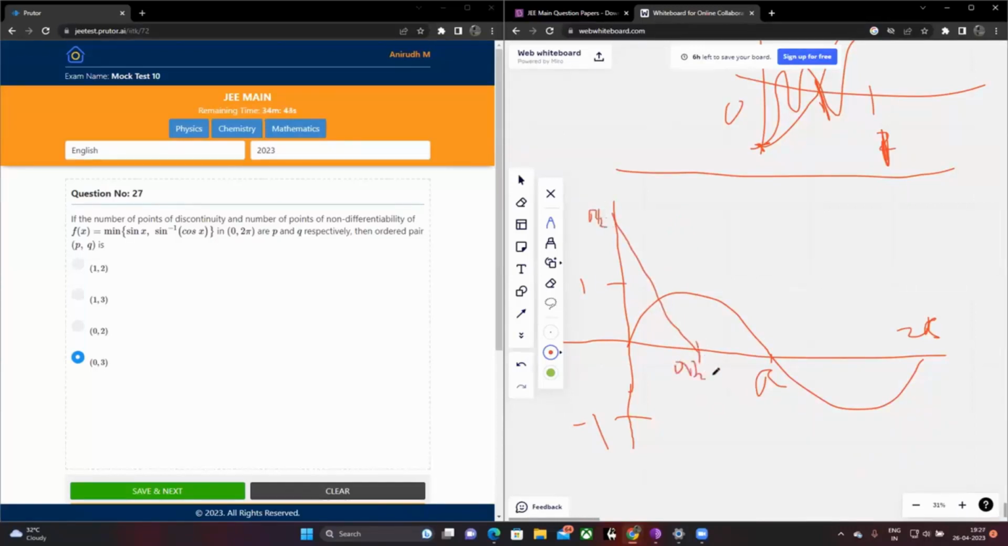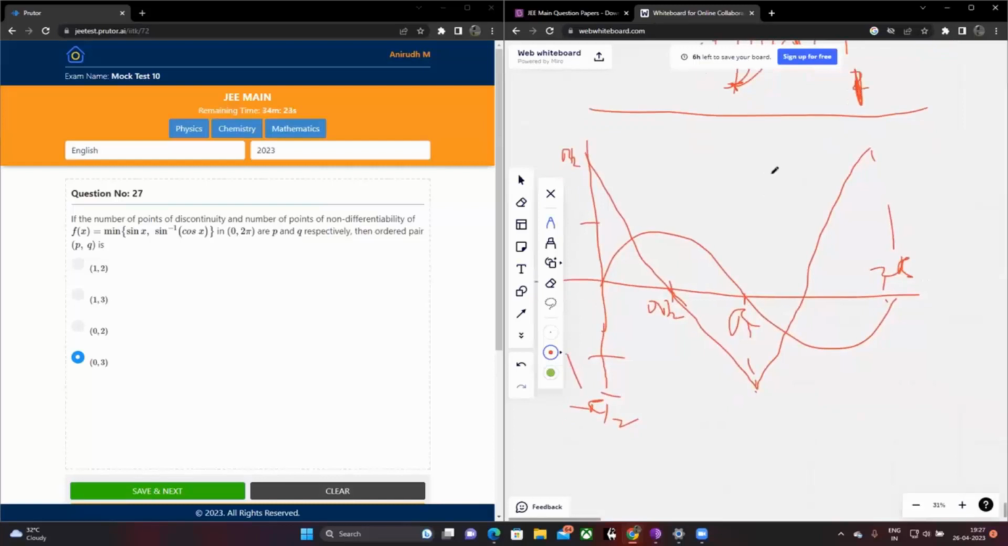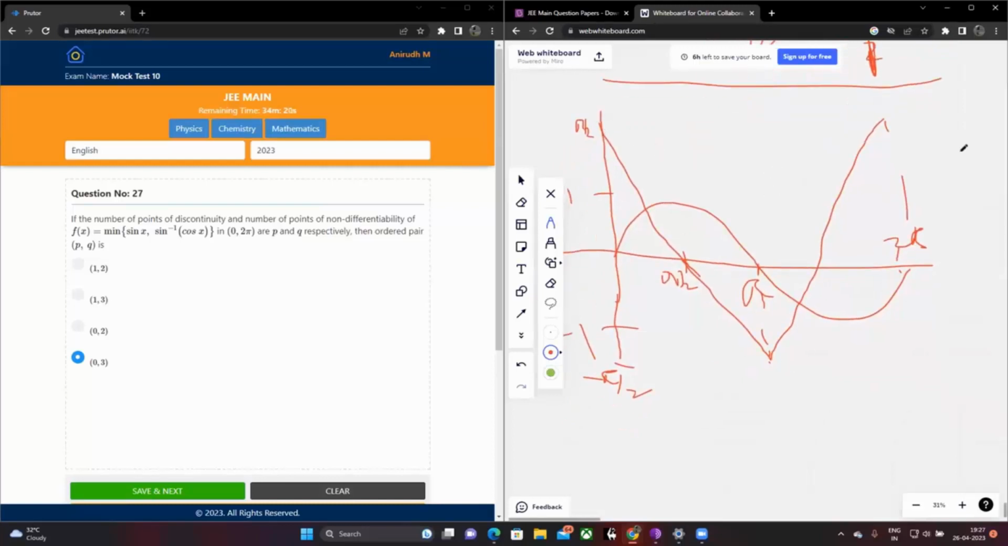This is pi by 2. And it stops at minus pi by 2 at pi, right? And then it comes back up to pi by 2 at 2 pi, where it again continues this pattern again and again, right? That's the graph of sin inverse cos x, right? And so this being the case, you have to choose the minimum of sin x and sin inverse cos x. So that is the function.